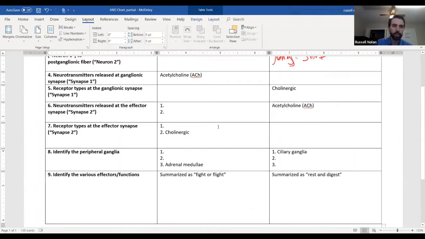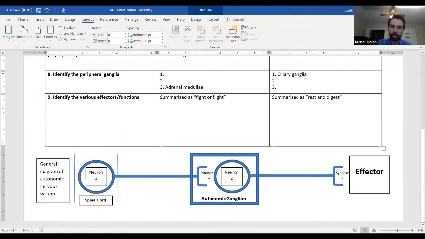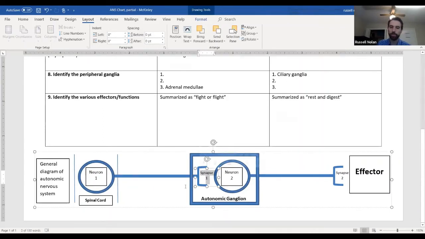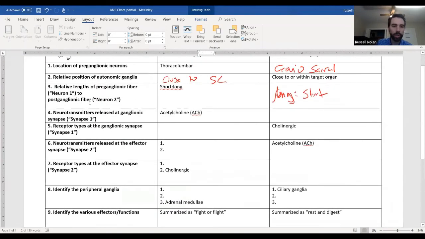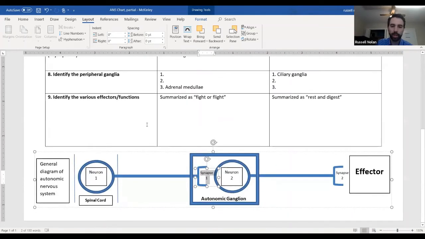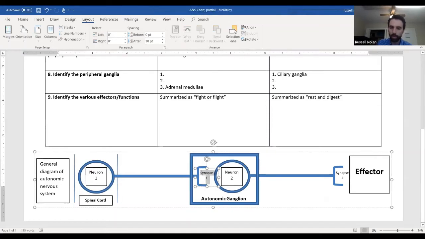Okay, row 4, the neurotransmitter released at the ganglionic synapse. So what is this? That is synapse 1. Synapse 1 is the ganglionic synapse, so you can see labeled as synapse 1. So what is the neurotransmitter released here? Now, your book or some of the questions on your quiz are worded where I worded it, what is the neurotransmitter released at the ganglionic synapse? Your book will word it as the neurotransmitter released by the preganglionic neuron. But realize it's the same thing. This is the preganglionic neuron that releases neurotransmitter into synapse 1.